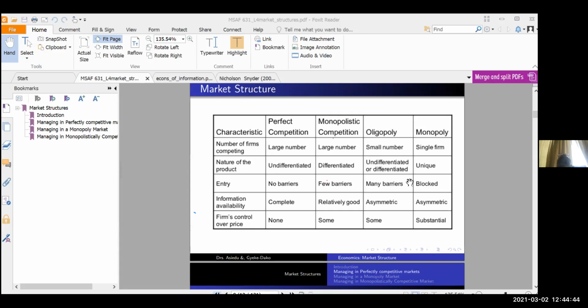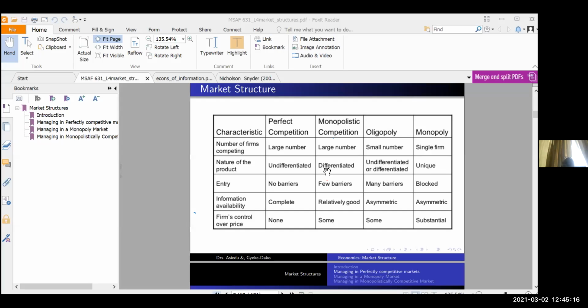And you can have an oligopoly market, which is much closer to a monopoly market. And then you can have a monopolistic competitive market, much closer to a perfect competitive market. All right, let me go to the characteristics for the monopolistic competitive market. Large number of firms, just like perfect competition. However, in terms of the nature of the product, for a monopolistic competitive market, the product is differentiated.